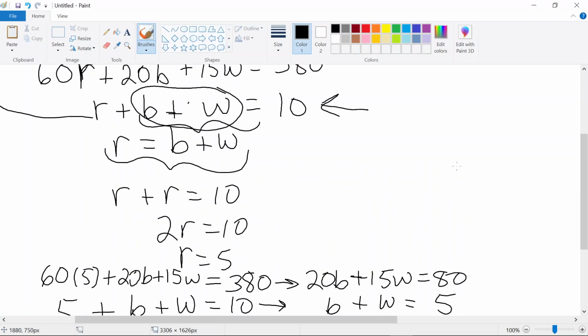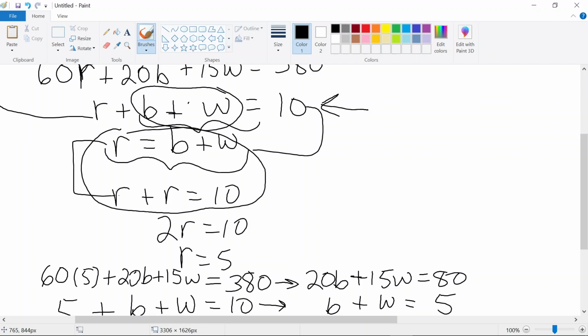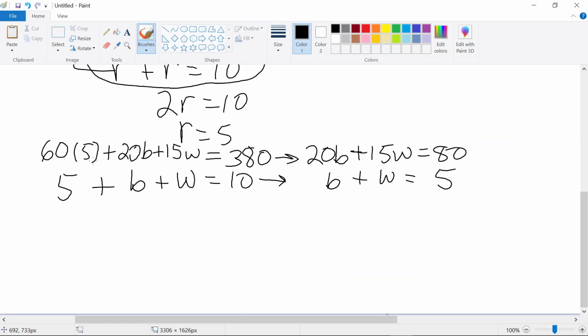Now, why didn't I use these two equations instead of using these two? Well, because these two would have had everything the same, and I'd just come out with 0 equals 0. So that wouldn't have helped. But if you did it, and you came out with 0 equals 0, well, then use a different equation.